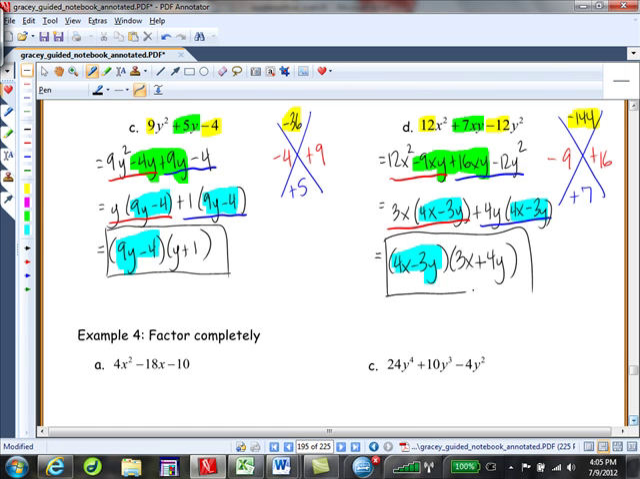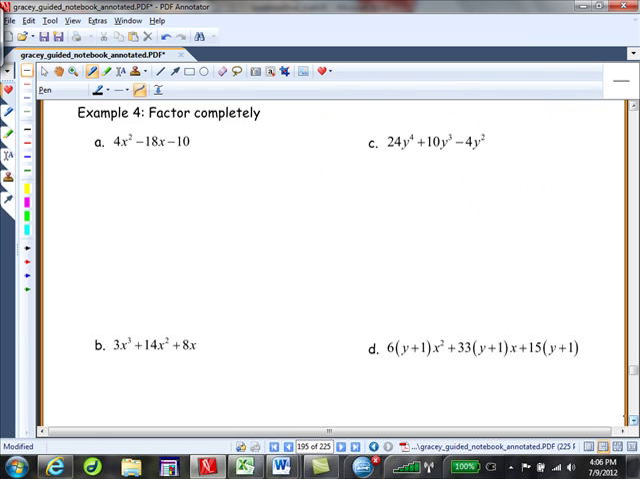Okay? Great. All right, so next up, we need to factor completely, and really everything needs to be factored completely. If you haven't already paused the movie to try these 4 examples, I recommend that you do so. And then we'll check back with me and we'll work them out together. On your mark, get set, go.